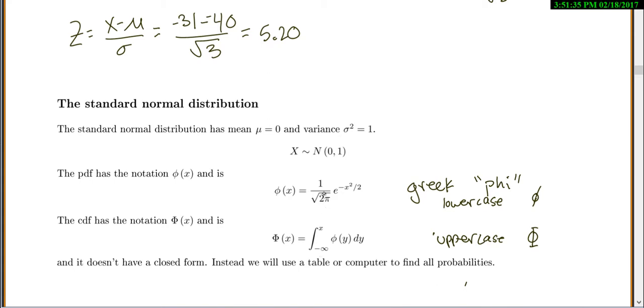Okay, and so here's what the PDF is, but the CDF, you would have to integrate this PDF, and it turns out you can't actually integrate that and get a closed form. And so instead we'll have to use a table or a calculator to find all of our probabilities. Now on your homework and things, if you know how to use your calculator to find probabilities, great, do that. If you don't, then you can use the table. Unfortunately, a lot of people don't have calculators, so I still have to teach you how to use the table.